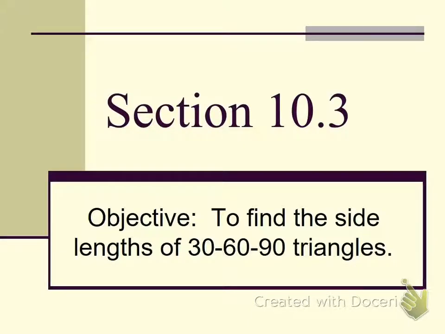Section 10.3 is going to be all about 30, 60, 90 triangles. We already talked about another special type of triangle. What kind was that? 45, 45, 90. It's okay, we were close. All right, so these two patterns you're going to have to be able to keep separate. Anybody need more time with the objective?